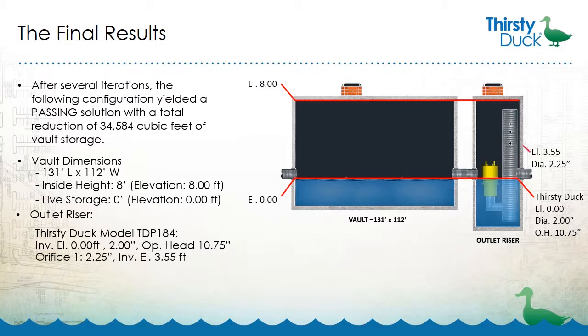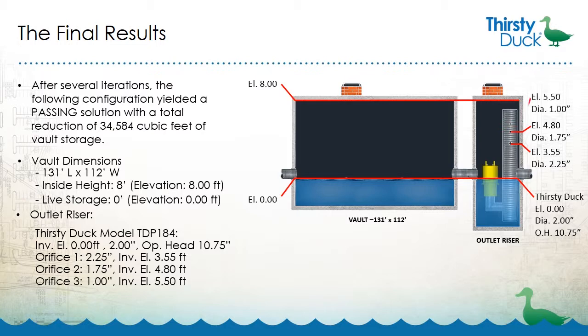Orifice 1, diameter 2.25 inches, invert elevation 3.55. Orifice 2, diameter 1.75 inches, invert elevation 4.80. Orifice 3, diameter 1.00 inches, invert elevation 5.50. Top of riser, elevation 7.00.